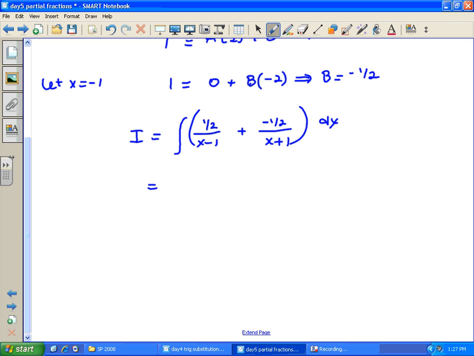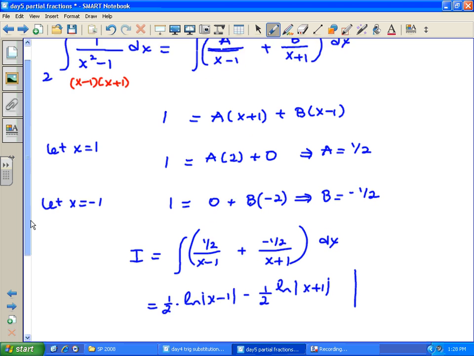Questions? Yes. No, because ultimately our final answer will be the same anyway. So now integrating the first one, we have a half times the integral of 1 over x minus 1 dx. That's ln of the absolute value of x minus 1, right? And then minus a half ln of the absolute value of x plus 1 for the second integral. Now, I'm not going to put a plus c because now we actually had limits of integration. And the limits were from 2 to 3, I believe, from 2 to 3.